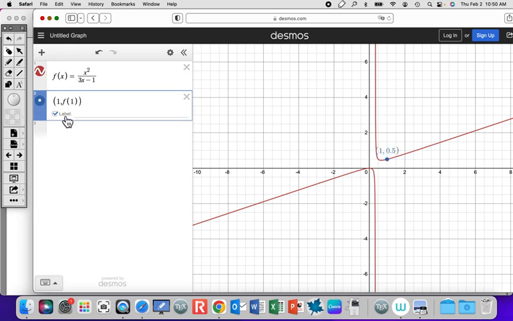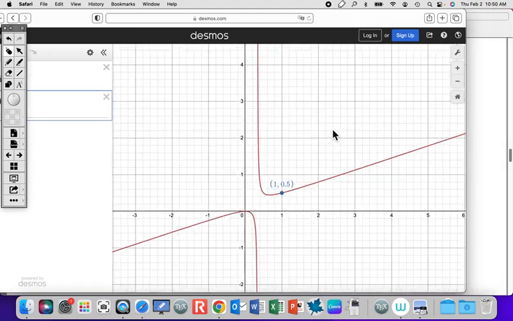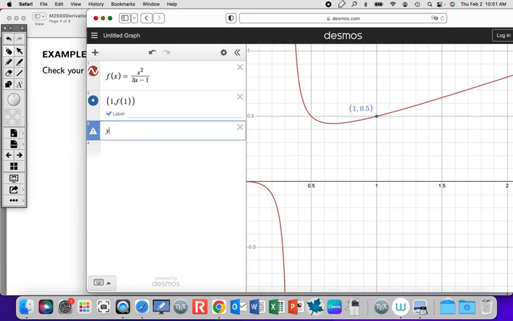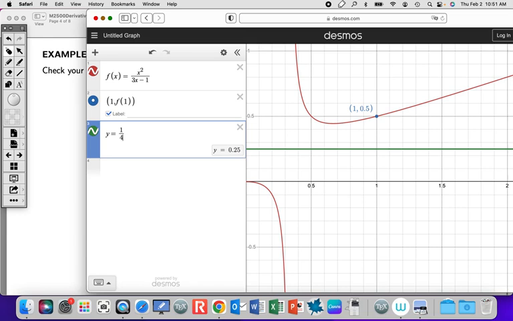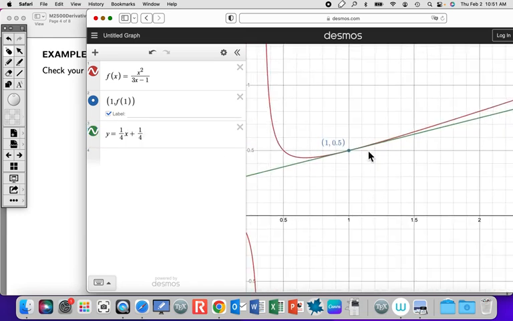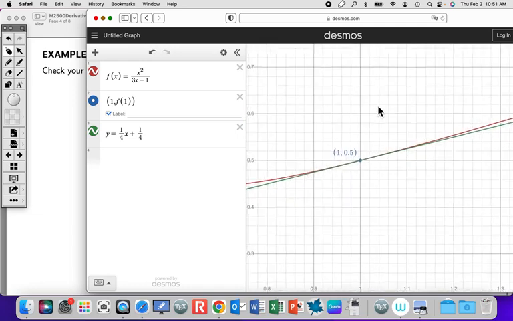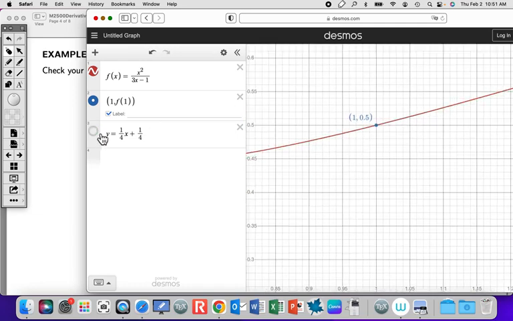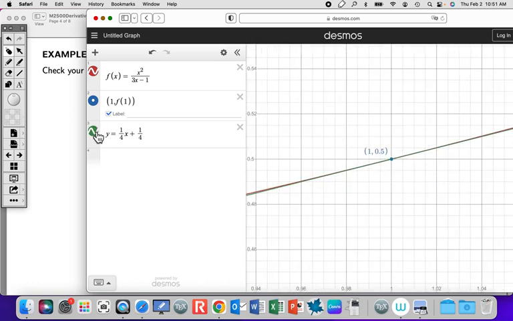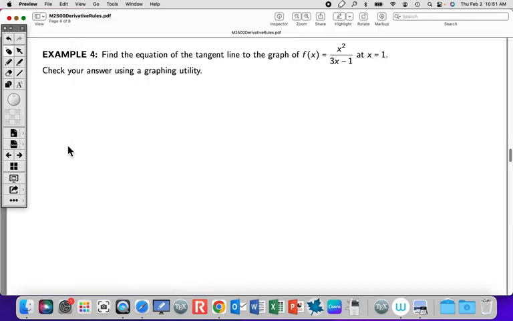So there it is. Boom. 1 comma a half. And we're going to zoom in near that. And now we're going to put in the line we got. y equals a quarter x plus a quarter. And lo and behold, the local linearity. As we zoom in here, the closer we get to the point 1 comma a half, you can see that the graph of the function and the graph of the line become indistinguishable. Okay, so that helps us verify our answer graphically. And that'll do it for example 4.